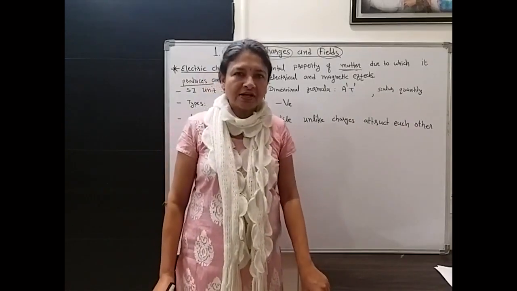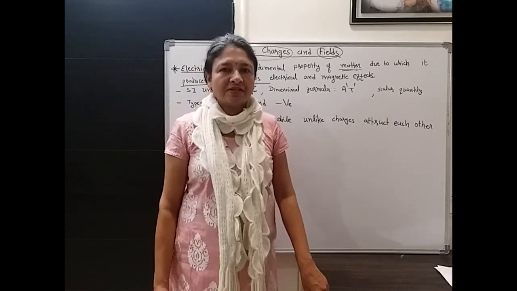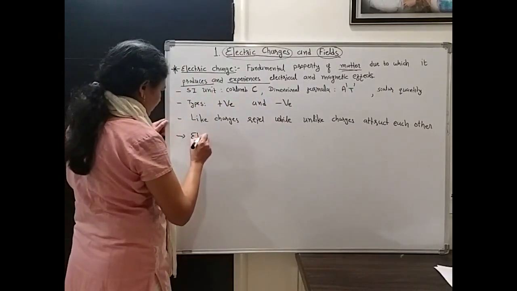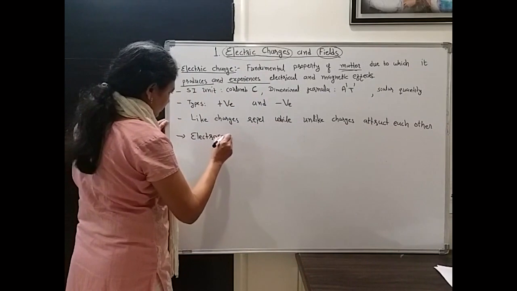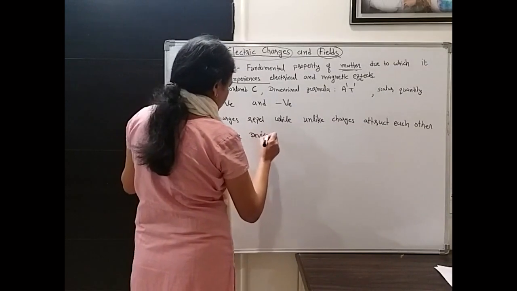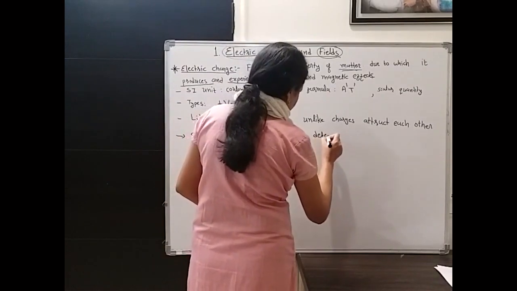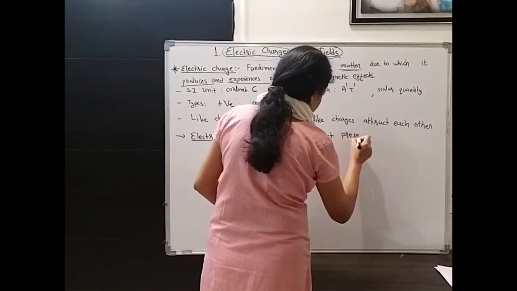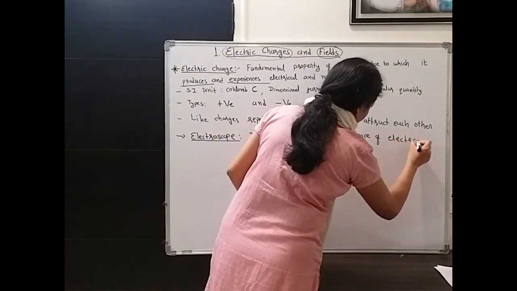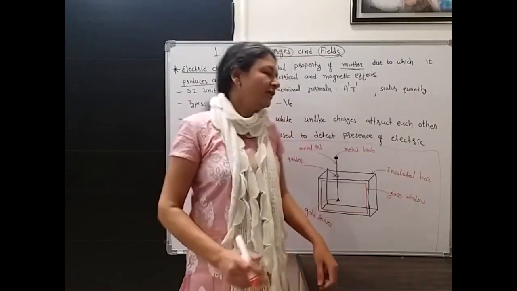You might have studied that the presence of electric charge is detected with the help of a device known as an electroscope. So an electroscope is a device used to detect the presence of electric charge. Now let's understand the construction and working of the gold leaf electroscope.